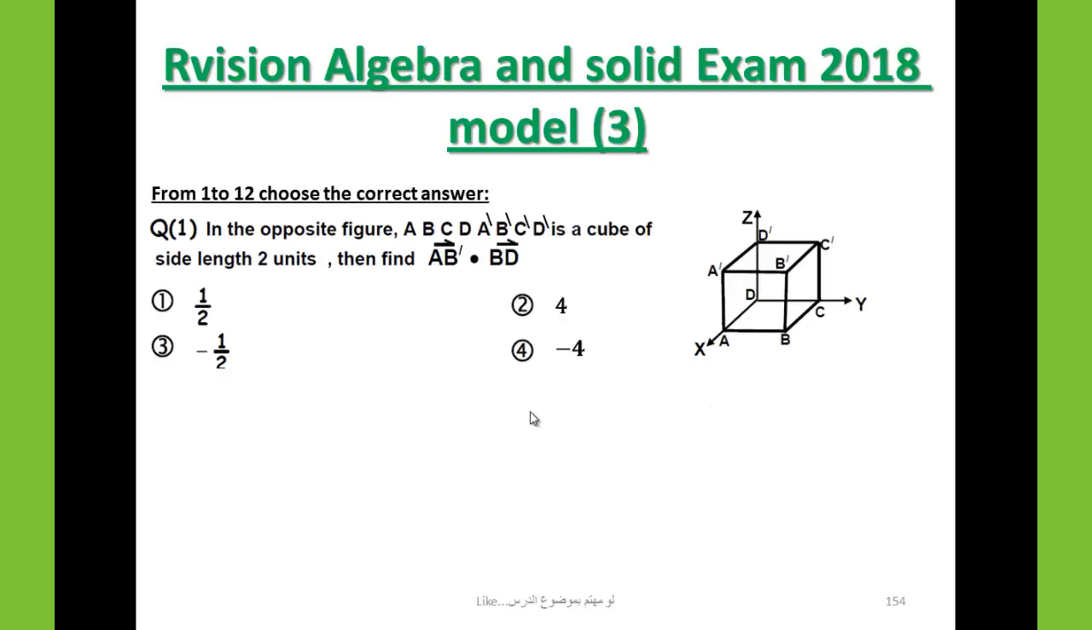يبقى لازم يكون عندنا طبعا A B dash وعندنا B D. احنا كلنا عارفين انه A B dash equals B dash minus A. Also B D equals D minus B. So we have to determine the coordinates of the points A, B dash, B and D.